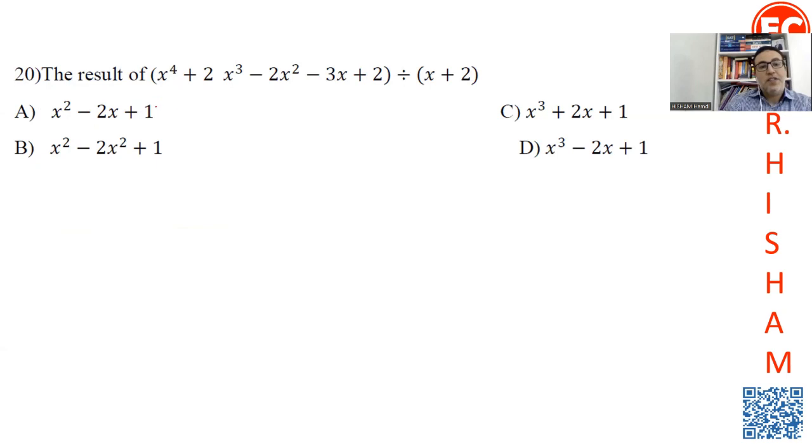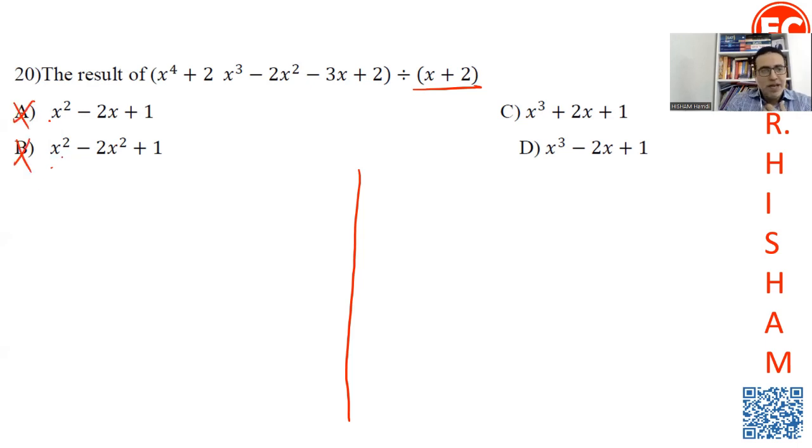Question number 20. This was one of the difficult questions in my opinion in the exam. Why? Because you are going to use one of three solutions to solve this one: synthetic division, long division, or multiplication. If you don't know anything about division, all you have to do in the exam is to multiply x plus 2 by, for example, a, b, c, and d. But I'm going to cancel a and b.